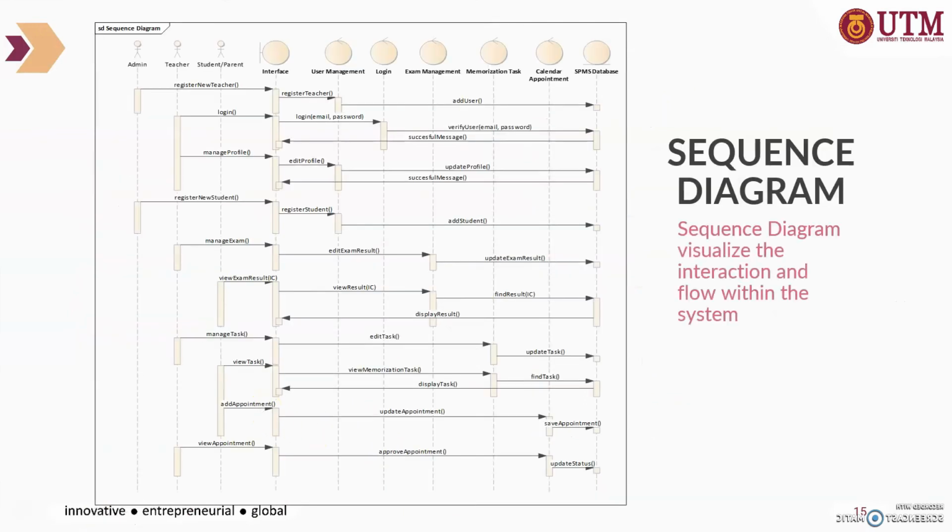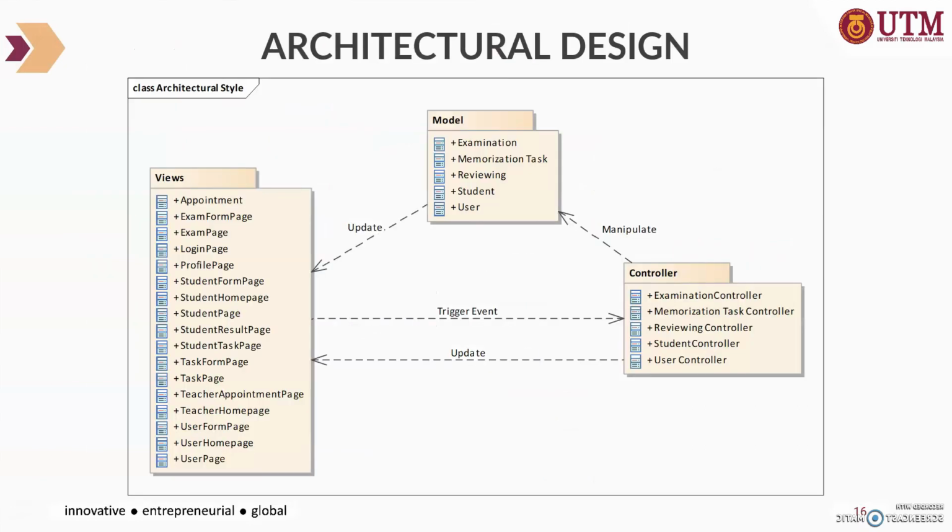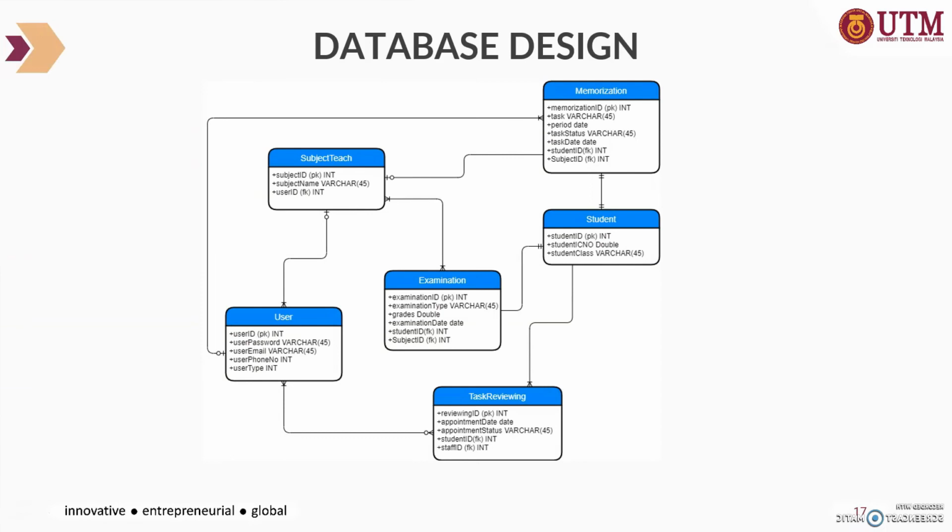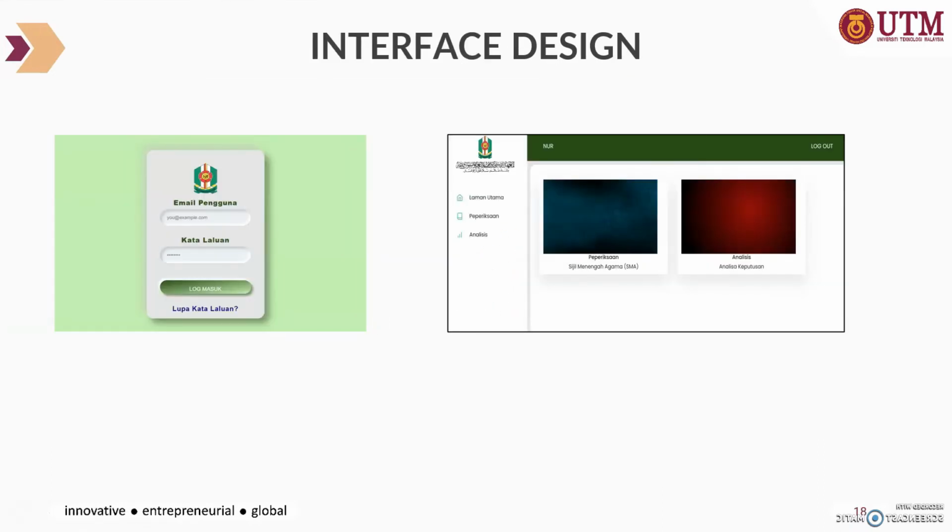This is the sequence diagram for this system. This sequence diagram is to visualize the interaction and flow within the system. This is the architectural design that has been chosen for system development, which is the model view controller, or MVC, pattern. This is the database design for the system, which consists of memorization, student, subject, examination, user, and also task reviewing.